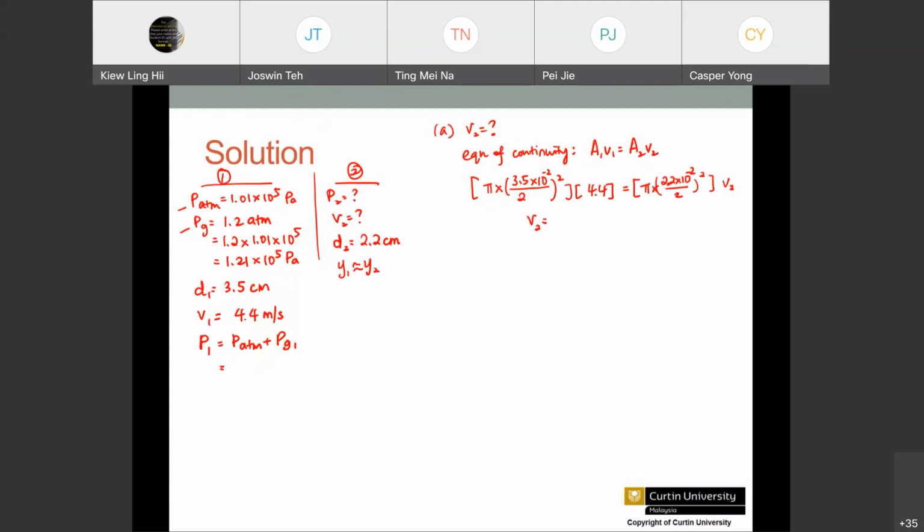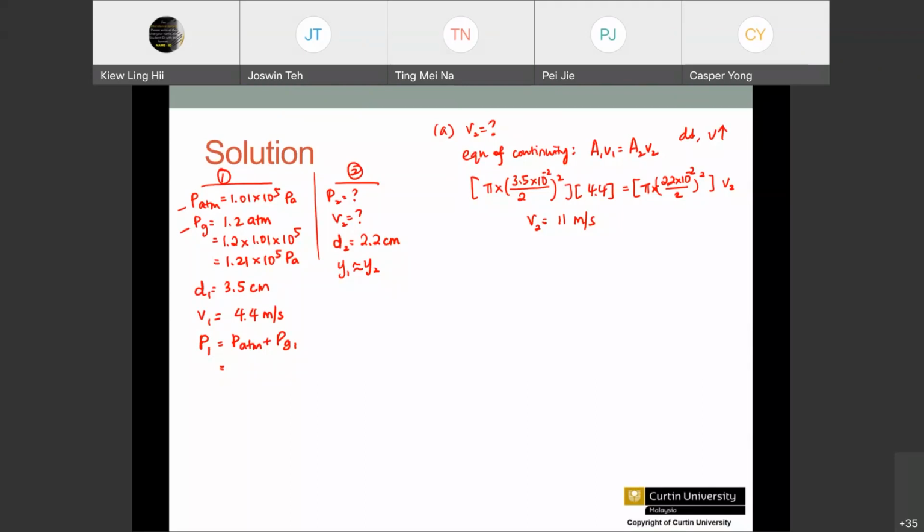So V2 here is 11 meters per second. Yeah, so when the diameter is smaller, velocity increases. All right, because the area is now smaller, so the fluid has to move faster, or the fluid is being pushed to move faster.